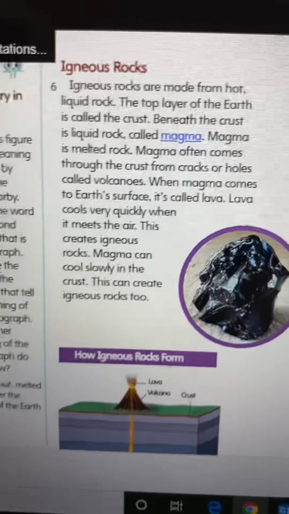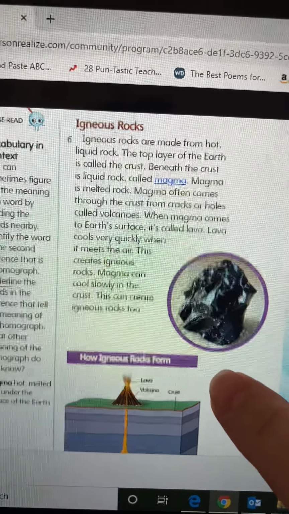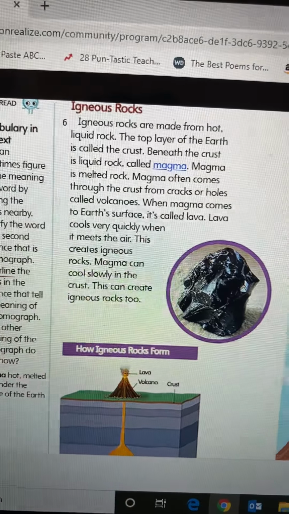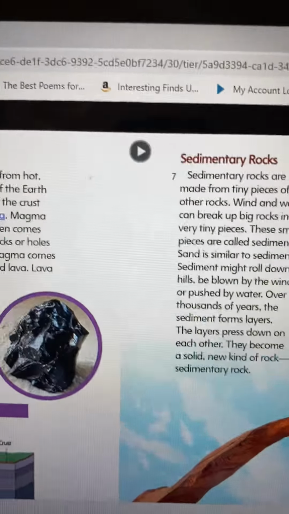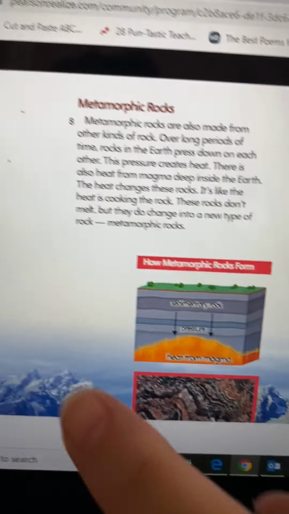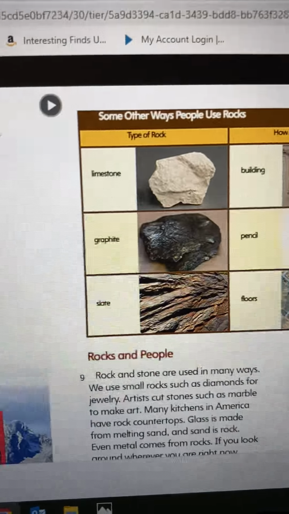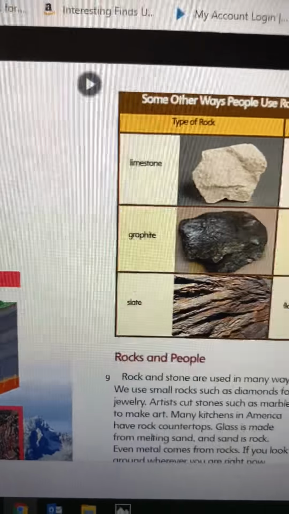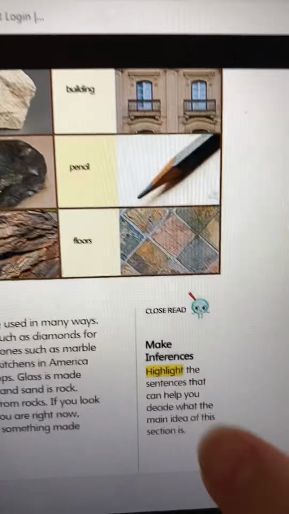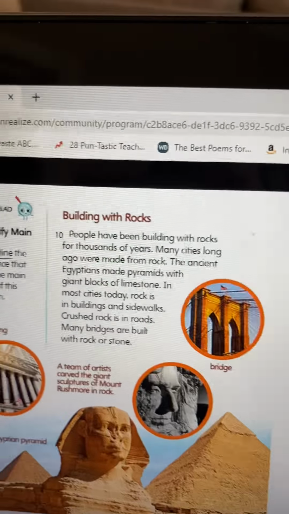So if you continue to go through these pages, you are going to get all of the information about rocks. Here's another diagram, how igneous rocks form. It's going to show you these real life photos. So this is all the information about rocks. And you have to be able to use all of these text features here to understand what you're reading. Okay, it even gives you a table here, some other ways people use rocks. Okay, and here's a title, Rocks and People. Again, making inferences with your close reads. That's what you're going to do, guys, for this week.